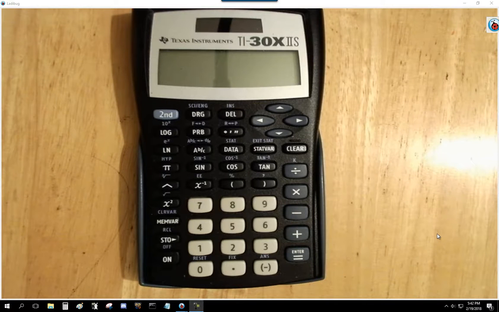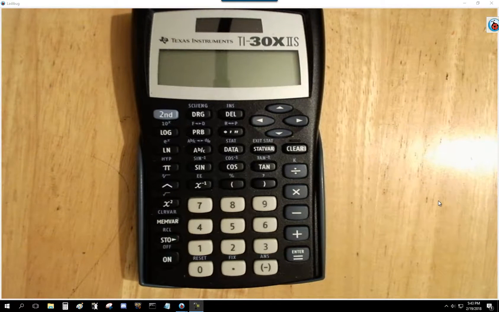Hello there, folks. What we're looking at on my screen right now is a TI-30X2S Texas Instruments calculator that you can purchase for around $20 at just about any Walmart, Walgreens, or bookstore or Amazon. They're cheap, but they do so much. It's so underrated.